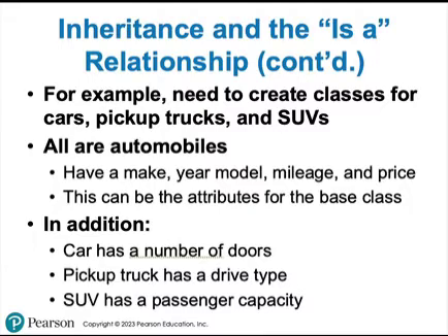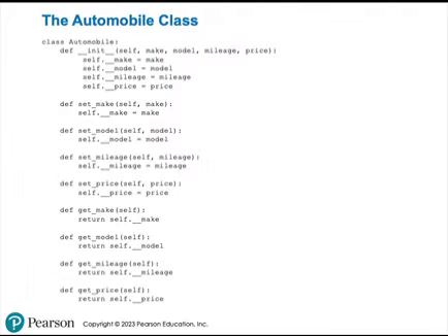So if we kind of go with what they've outlined here, this is what our automobile class is going to look like. We have an init method, and we always have to pass self in, but we're going to do the make, the model, and the mileage and the price. And then contained within this object, we're going to have private variables. They're private because they start with 2 underscores. So make, model, mileage, and price.